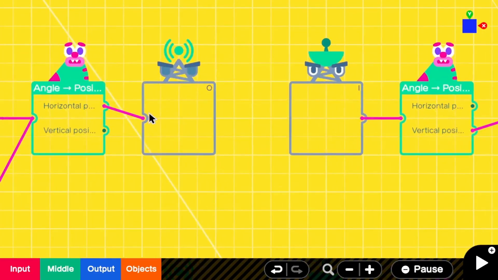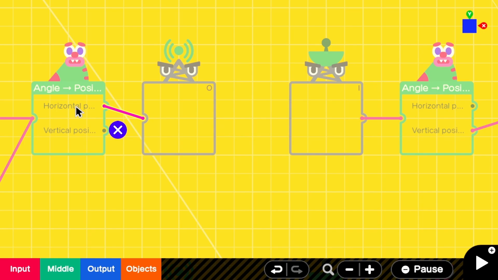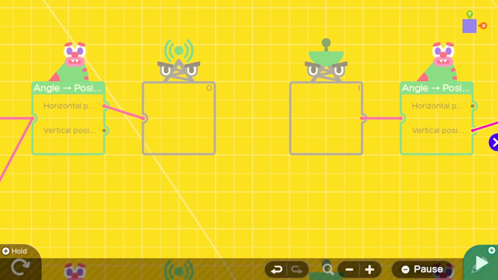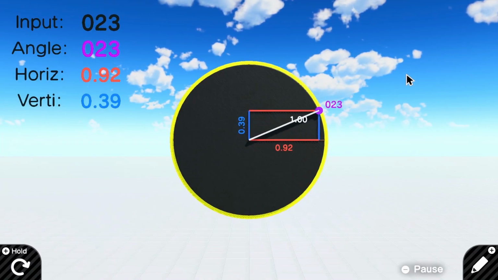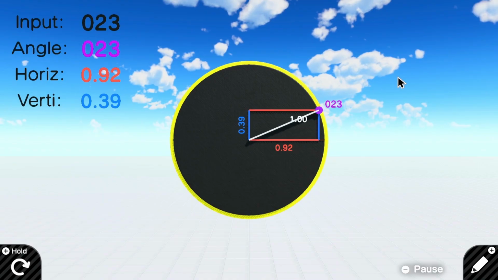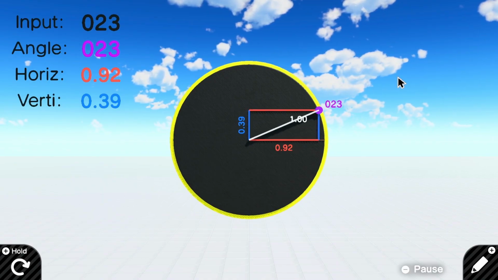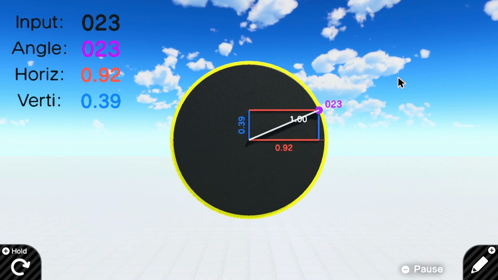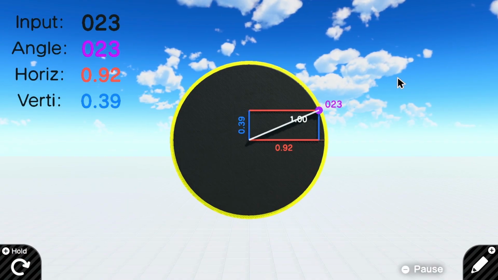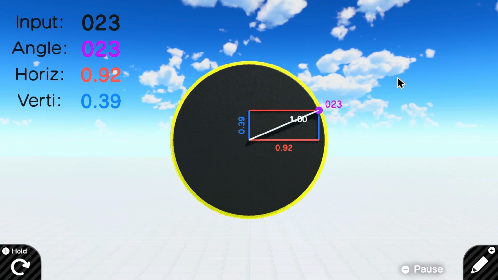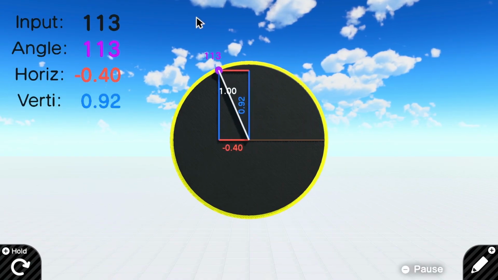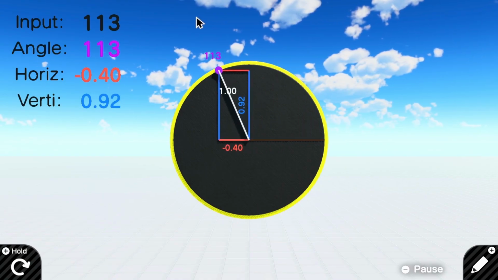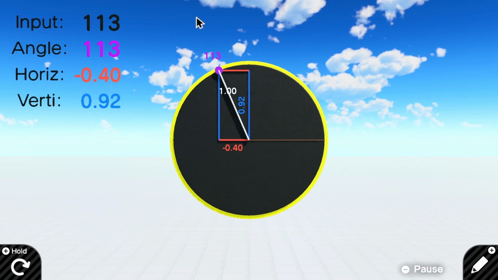And this works because the horizontal output of the angle to position nodon is related to the vertical position output. And here I'll show you. For example, here our angle is 23, and this forms this certain triangle with sides 0.39 and 0.92. Now, if we add 90 degrees to that, so basically if we rotate this triangle by 90 degrees, we'll end up here at 113. And here we'll basically have the same values as before.